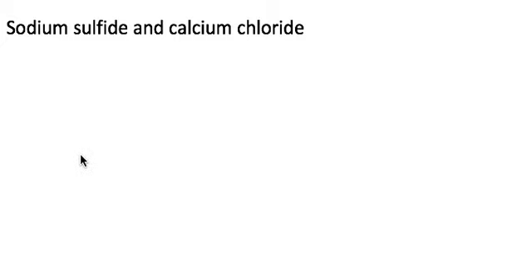Let's now look at the reaction between the two ion pairs of sodium sulfide and calcium chloride. These are going to start out as aqueous ion pairs, so let's write what the formulas will be. We will start out with sodium ions and sulfide ions, and we have calcium ions and chloride ions.